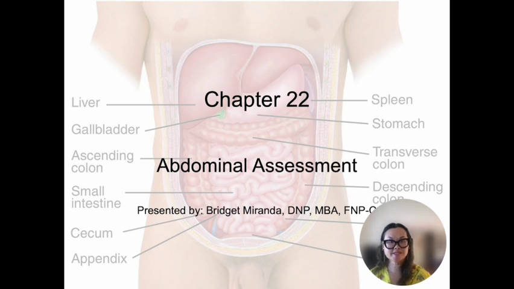Hello and welcome to today's lecture regarding the abdominal assessment. I would encourage you to review your anatomy and physiology prior to proceeding with the rest of the lecture.